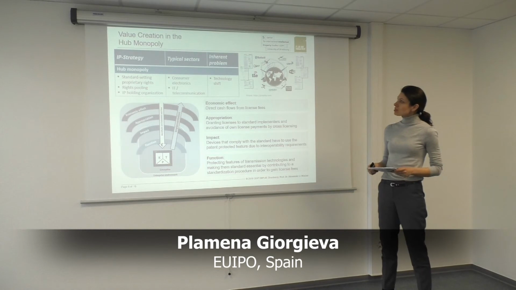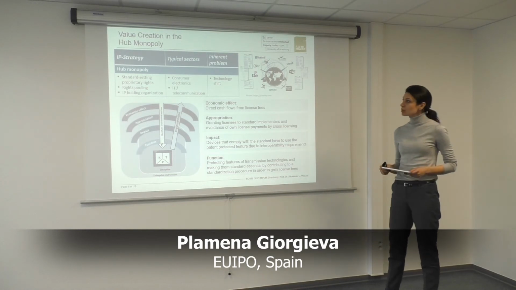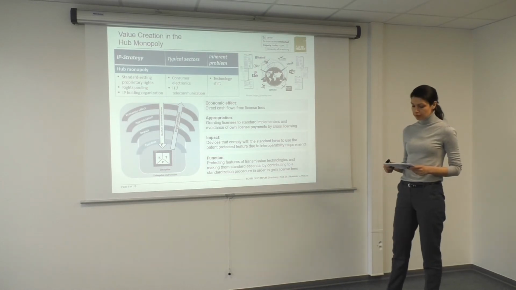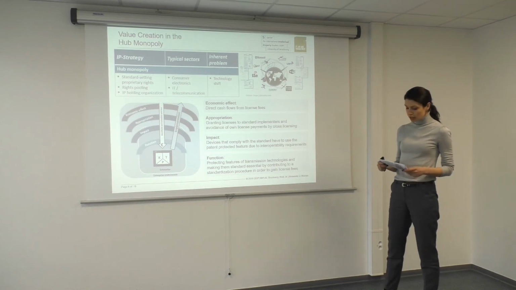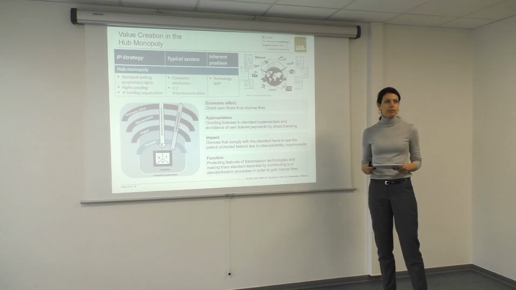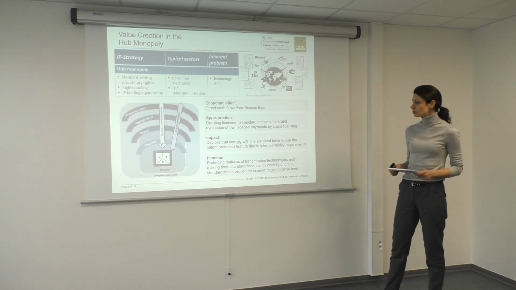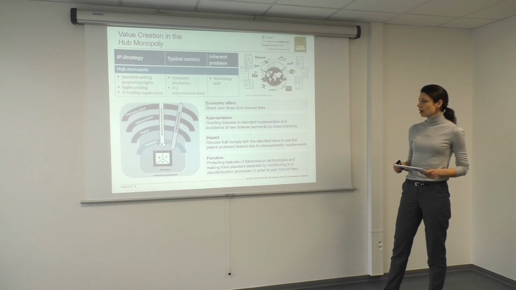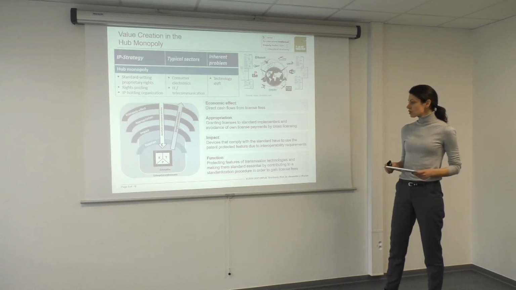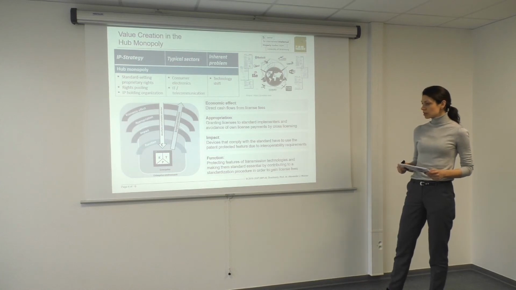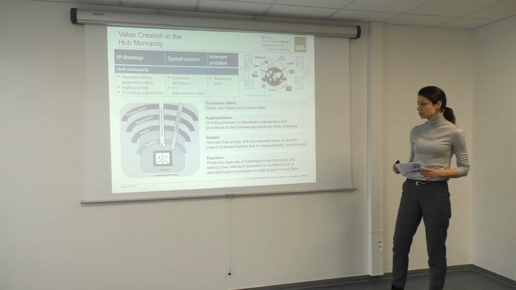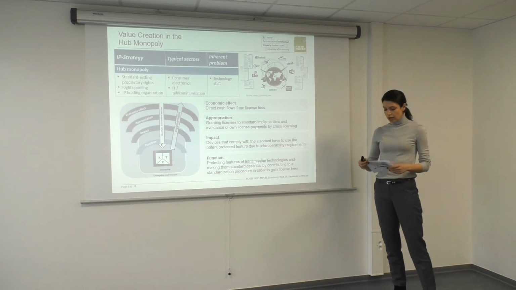What about value creation in the hub monopoly? The telecommunications standards are a typical example of IP-based value generation in the hub monopoly. In this case, the main function of the patent is the protecting function, which means protecting features of the transmission technologies and making them standard essential by contributing to a standardization procedure in order to gain license fees.